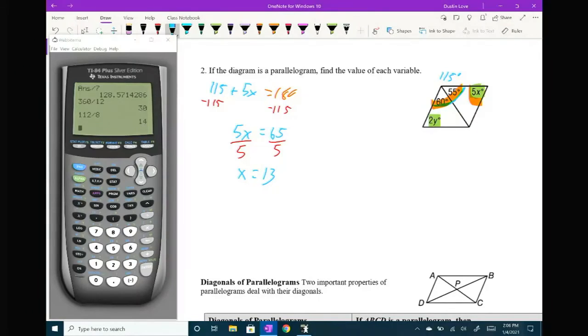Okay, now, if x is equal to 13, well, actually, I'll take it back. Let's just do this other side the exact same way. 115 plus 2y is equal to 180. Now I'm taking advantage of the fact that 115 and 2y have got to equal 180. So I'm going to subtract the 115 off. That gives me 2y is equal to 65, the exact same calculation I did on the other side. Divide both sides by 2, and now I get that y is equal to 32.5.